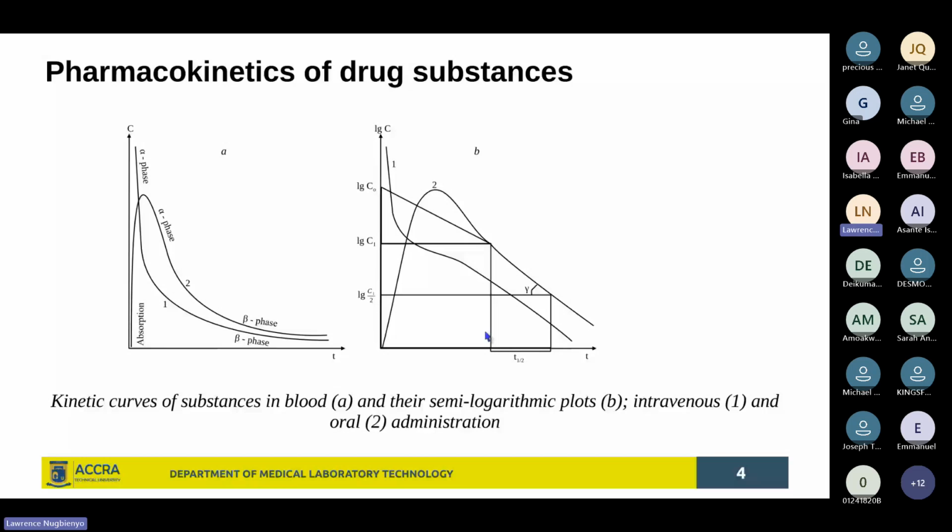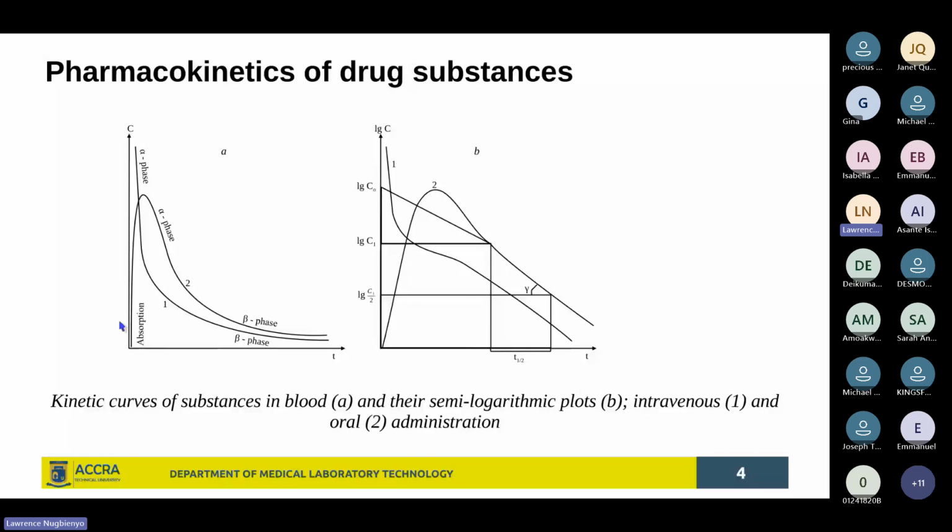So we have two curves: the first, which is A, and the second, B. Actually, they represent the same things, except that the vertical axis in graph B shows the logarithmic values of concentration. But in graph A, it is just the concentration values themselves on the vertical axis.